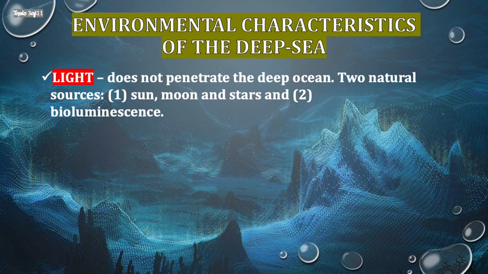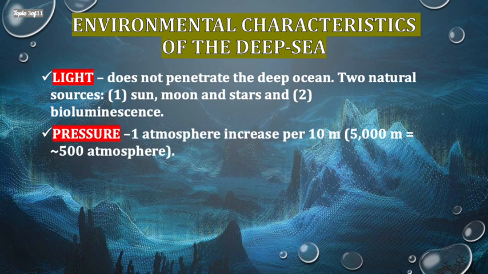Natural light does not penetrate the deep sea, with an exception in the upper portion of the mesopelagic zone, which is near the euphotic zone. The only two natural sources of light in the deep sea are the sun, moon, and stars, and the other one is bioluminescence.